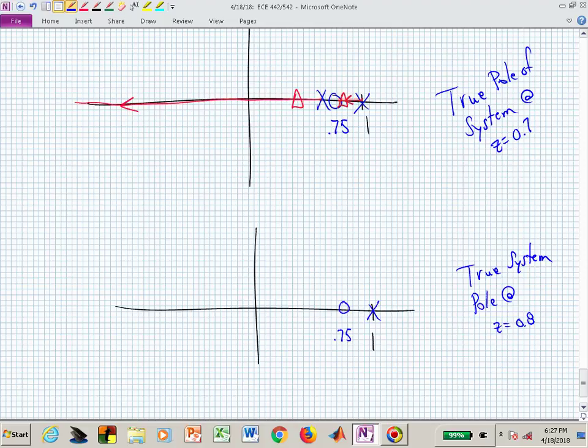This is what we put down because of our original model that we were given. There's our zero and pole due to the PI controller. And now somebody says, oh, our true system pole is at 0.8. Now what happens? Can you sketch that root locus? That's 2 poles and a zero, isn't it?